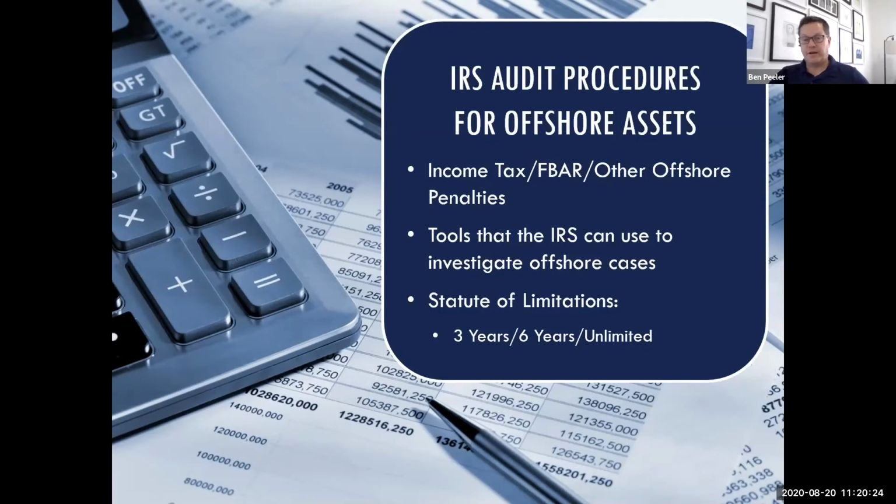Now, specifically for FBARs, they're in a different section of the law, and so they come with a 6-year statute of limitations, kind of a hard and fast rule from the IRS perspective. 6 years from the date that the FBAR or FinCEN 114 was due, they can assess the penalties related to that tax. Jared, if you move on to the next slide there.